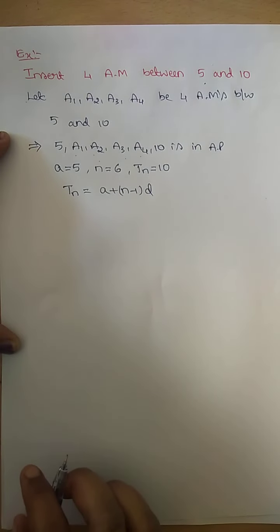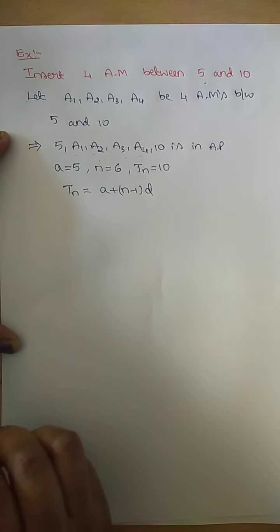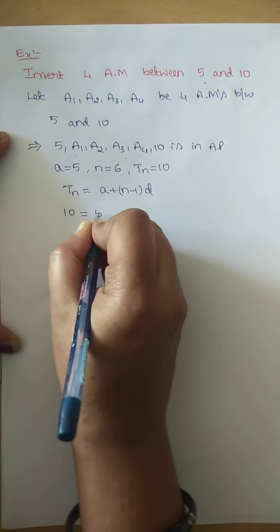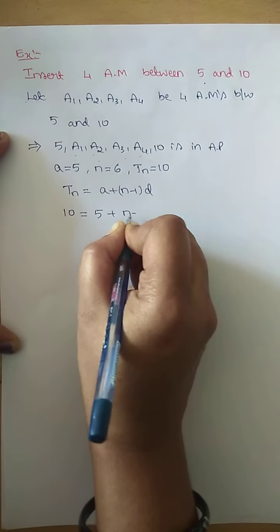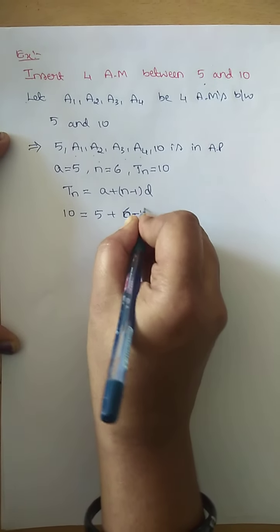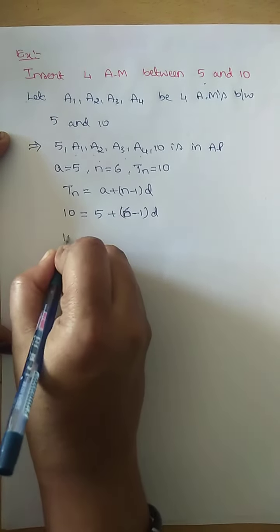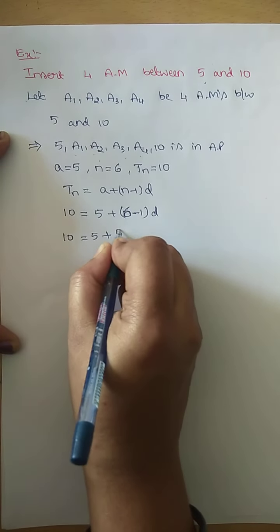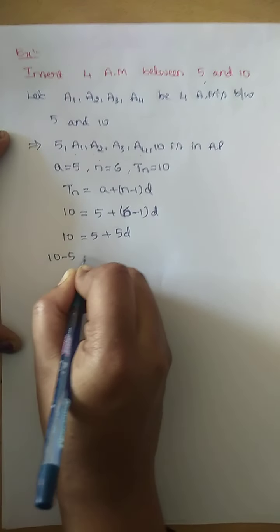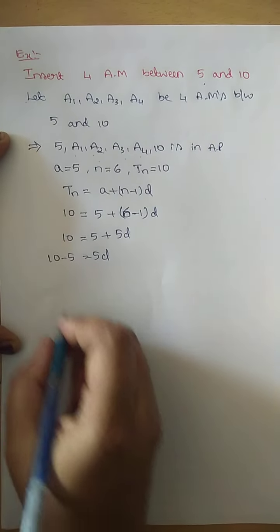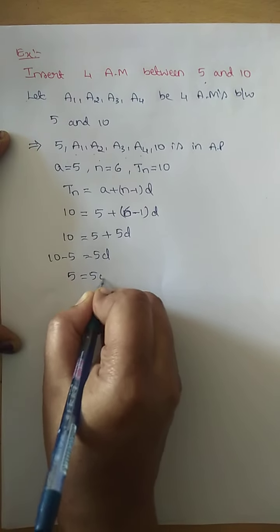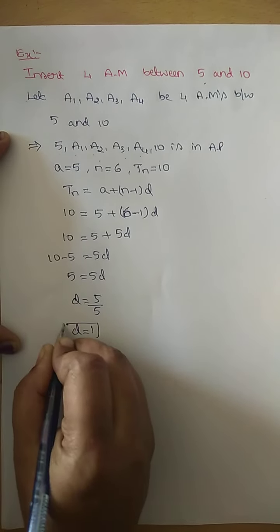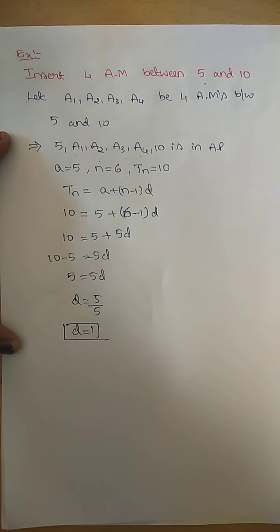Now we know the values of a, n and Tn, so we should find the value of d. Substitute all the values: Tn equal to 10 equal to 5 plus (6 minus 1) into d. 10 equal to 5 plus 5d. 10 minus 5 equal to 5d, so 5 equal to 5d. d equal to 5 by 5. Therefore d equal to 1, the common difference is 1.